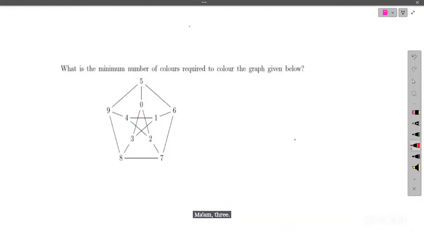Yes, Satvik, is there any problem? Ma'am, 3 colors. Yeah, I know. It needs just 3 colors. So let's try to understand why.